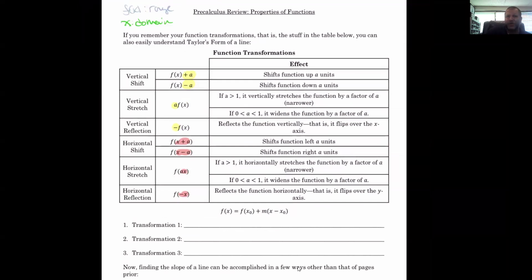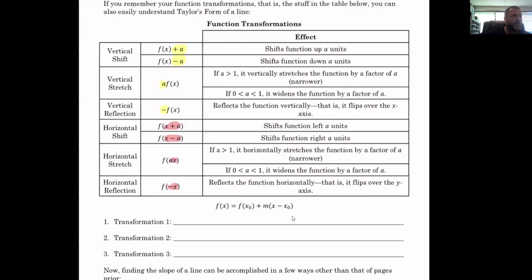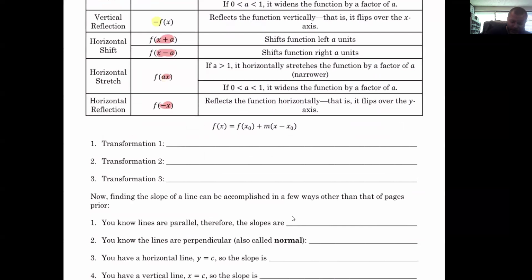So this is also why I like Taylor's form of a line. It reinforces how transformations affect a function. So there were three different transformations that are going on. The first transformation, if you think order of operations, is what's happening inside of parentheses, right? So this x minus x sub 0. I'm subtracting x sub 0 from x, so this is going to be a domain change. We're affecting the domain in some way.